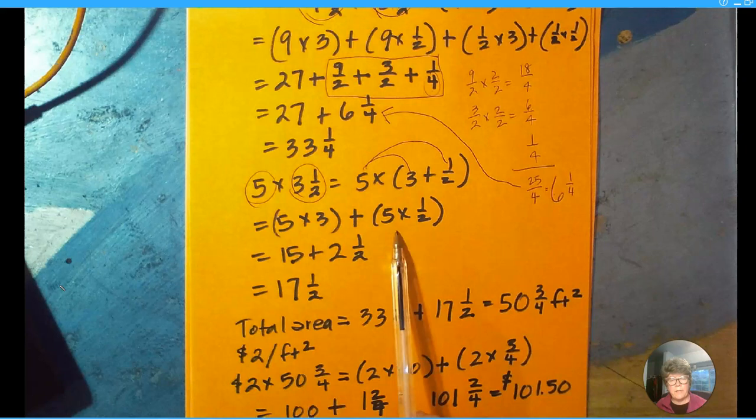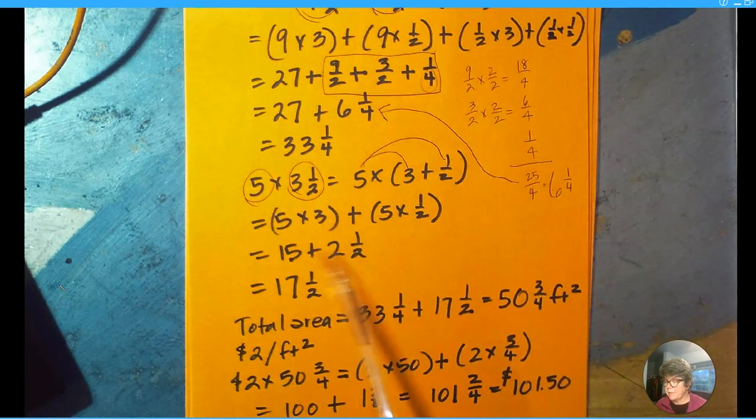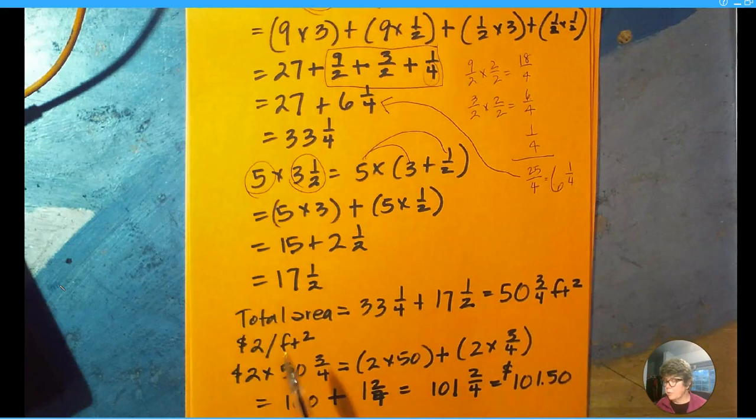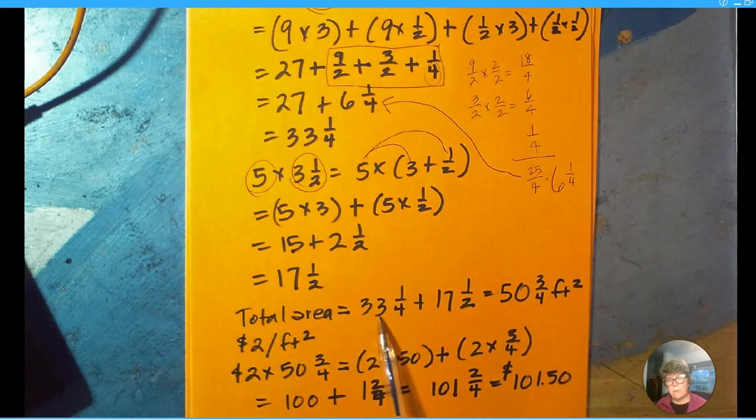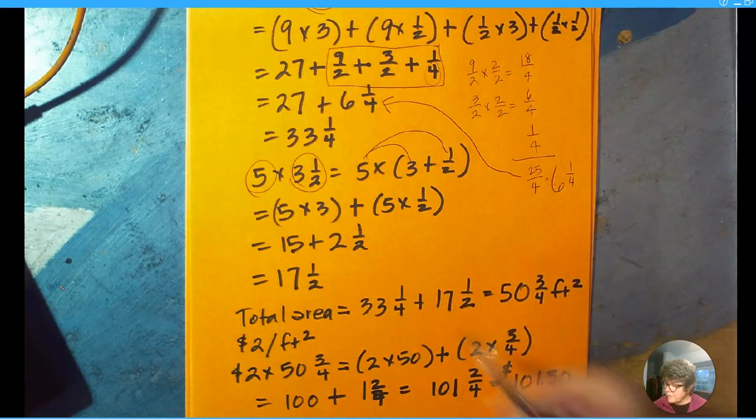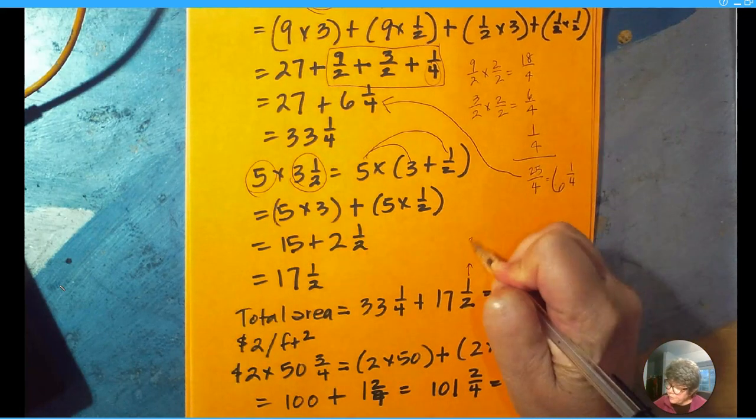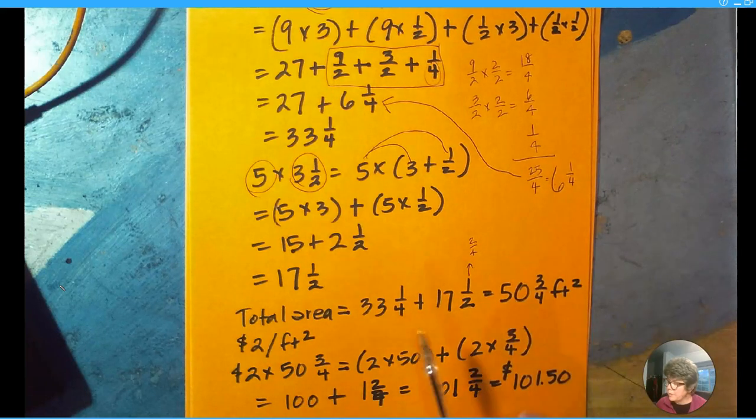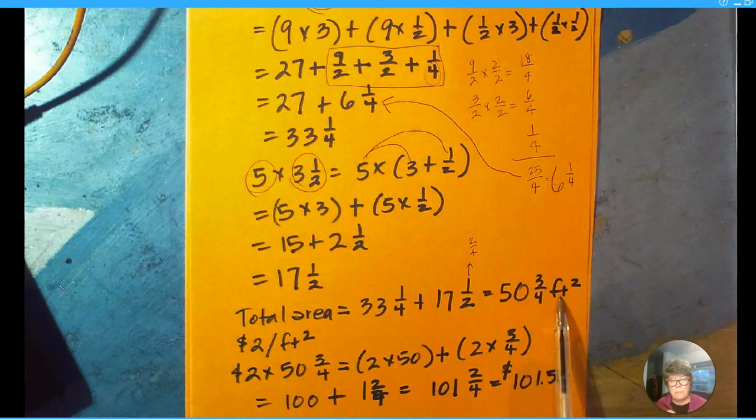2.5 is 1/2 of 5, right? So we're taking a half of 5. That's another way to think about it. Add it together, 17.5. Our total area is 33 and 1/4 plus 17 and 1/2. 1/2 is the same as 2/4. So that's 50 and 3/4, but we're not yet finished, right?